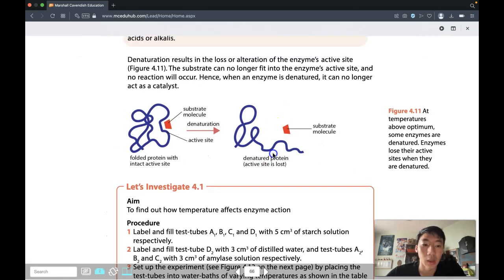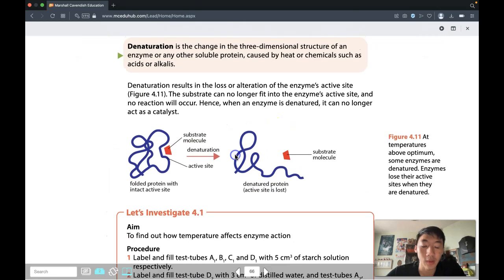Okay, so just a few things. You cannot say that the enzyme dies. Enzymes have no life. Enzymes are not living things. Cannot say enzyme dies. Try to avoid saying enzymes are destroyed also. That's not a very scientific word. So you must say enzymes are denatured.